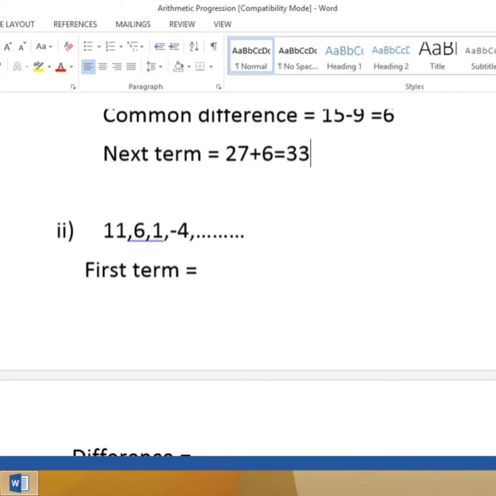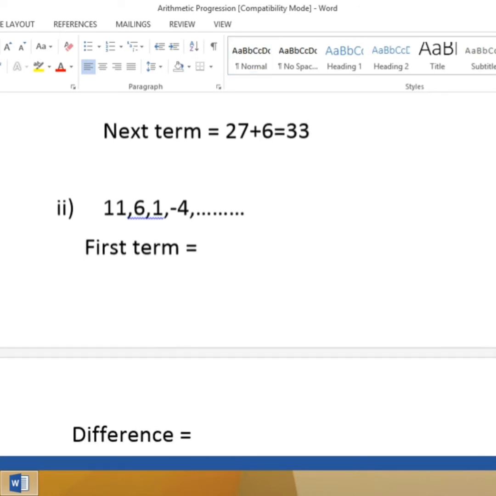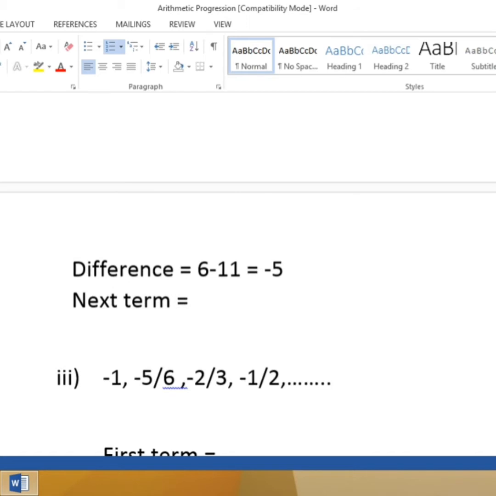Next, the second part of question 1 is 11, 6, 1, minus 4, wherein the first term is 11. And the difference is 6 minus 11. So that's going to be minus 5. So to find the next term, the last term mentioned here is minus 4. So minus 4 minus 5. That's going to be minus 9.